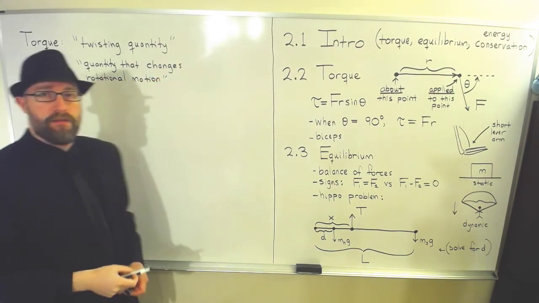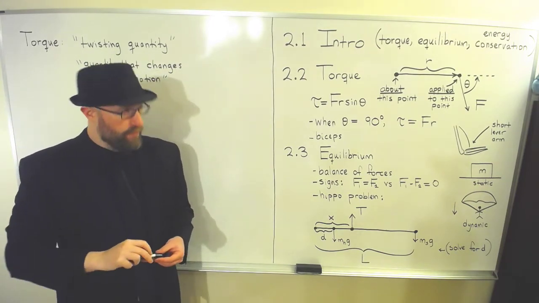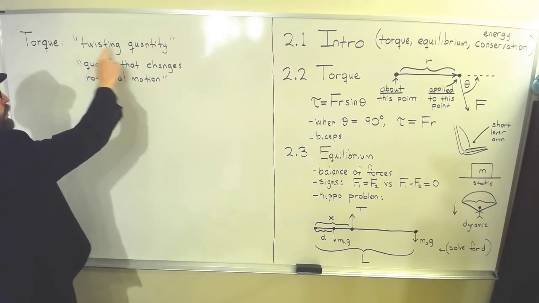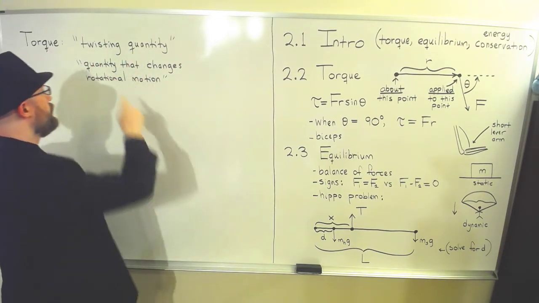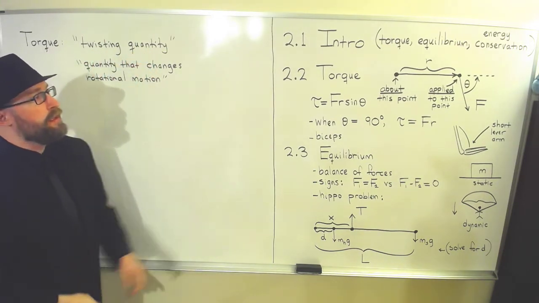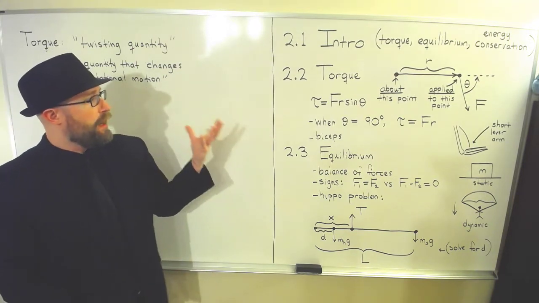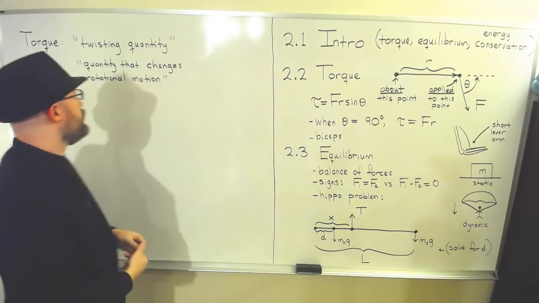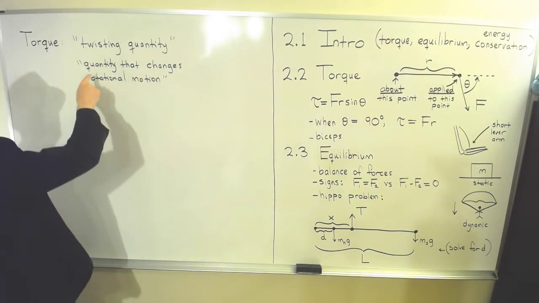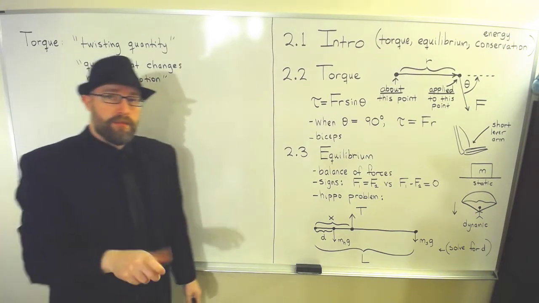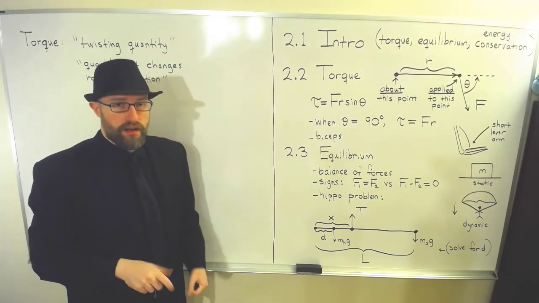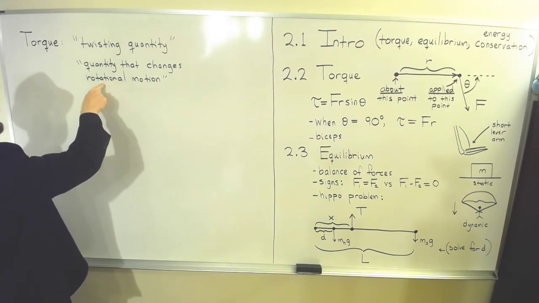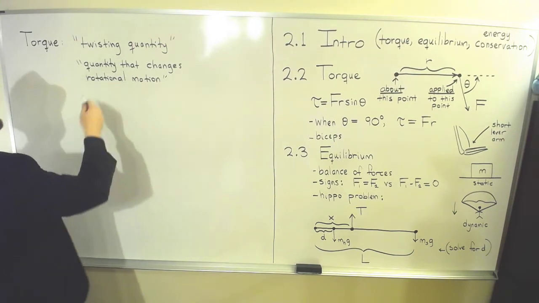Now, it's not exactly a force. It's related to a force, but it's a little bit more subtle than that. So I wouldn't quite say it's a twisting force. I'll say it's a twisting quantity, and I'll explain here how it differs from a force and how it's related to a force. So when you twist something, if you twist it hard enough, it will rotate. And so that's how the twisting idea here is related to the rotational motion.